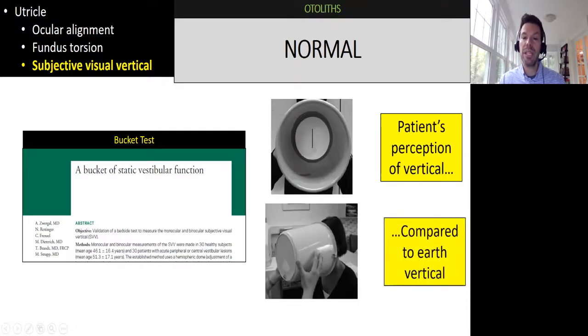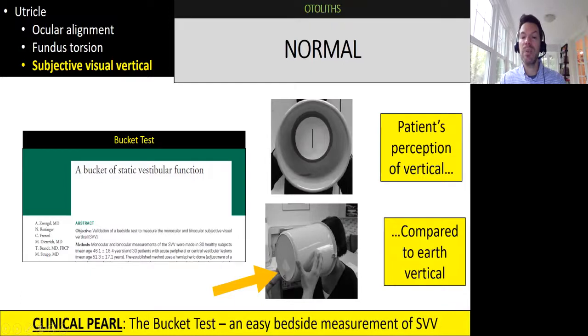So you can see on the outside, on the back of the bucket, with a weight and a protractor, what in fact is earth vertical and how many degrees the patient is off by. This is an easy bedside measurement of the SVV.